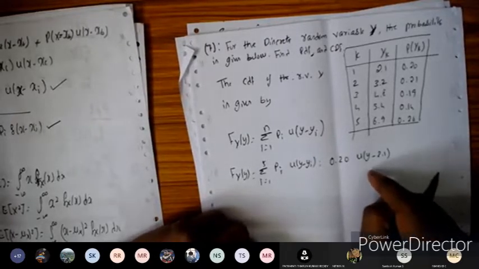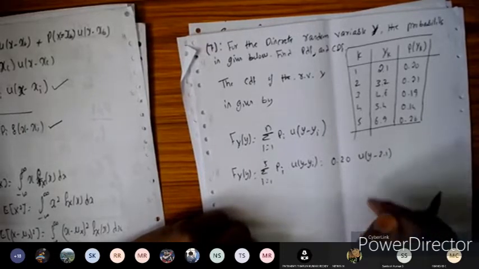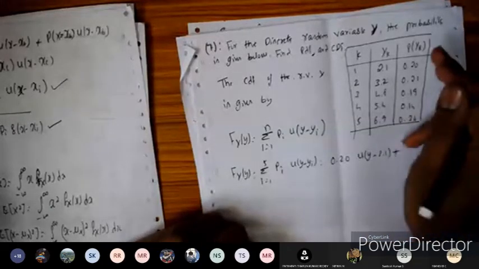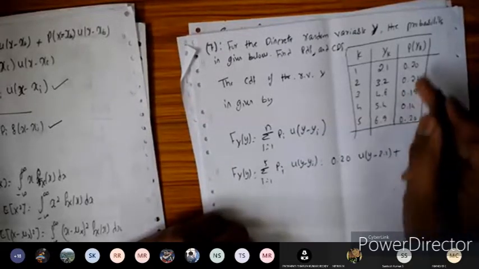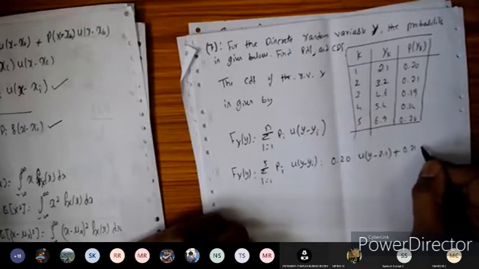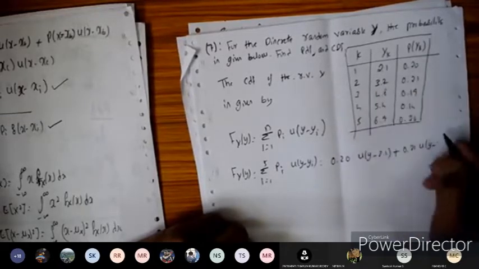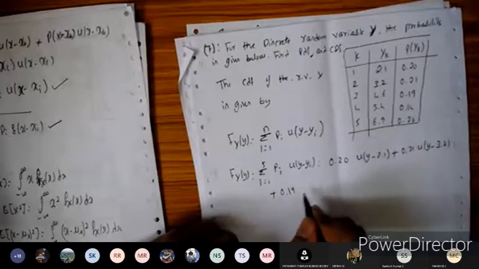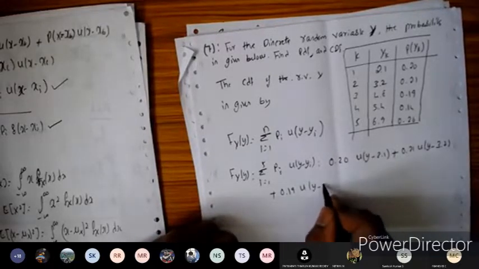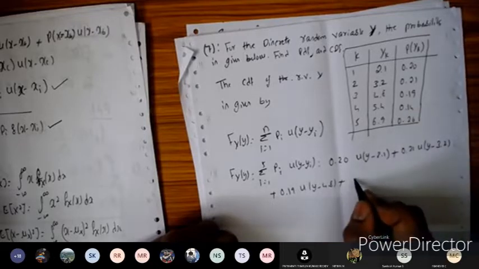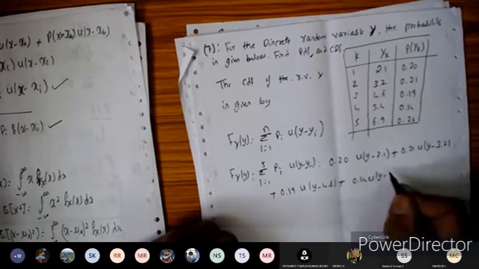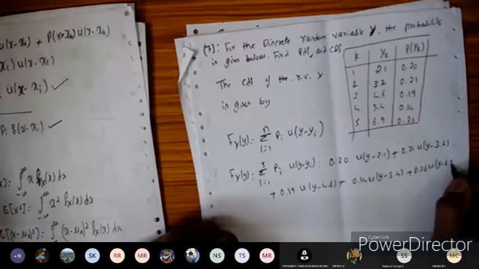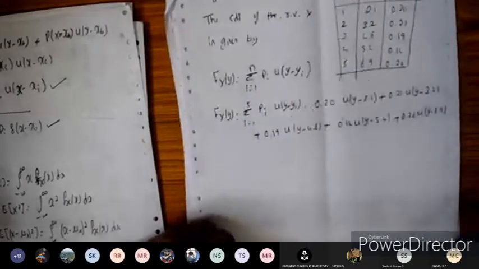Next, plus p2, which is 0.21, into u of y minus the corresponding value 3.2, plus 0.19 into the unit step function of y minus 4.8, plus 0.14 into u of y minus 5.4, plus 0.26 into u of y minus 6.9. So this is our expression for the CDF.